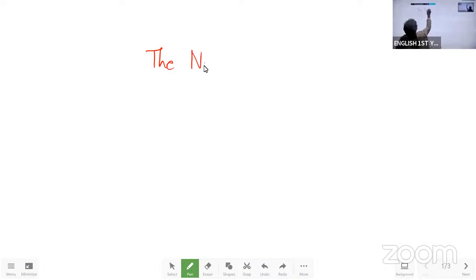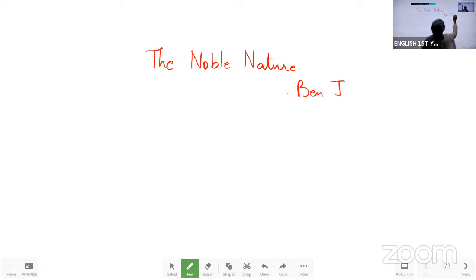The Noble Nature by Ben Jonson. Remember, children, when you're writing Jonson, don't write an H. Usually Johnson is spelled with an H, but for Ben Jonson, there is no H.